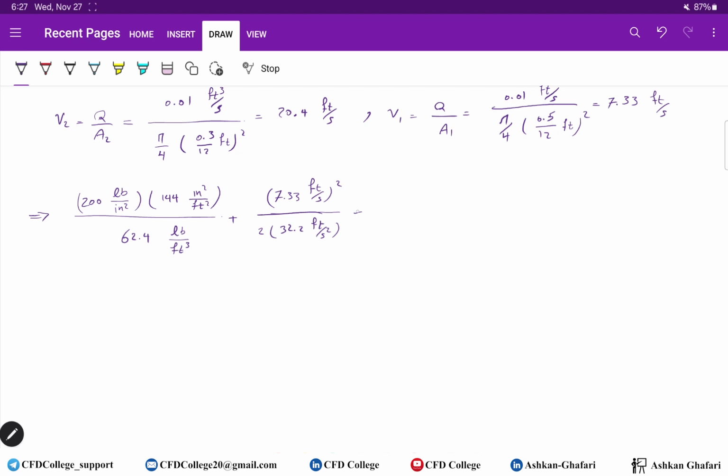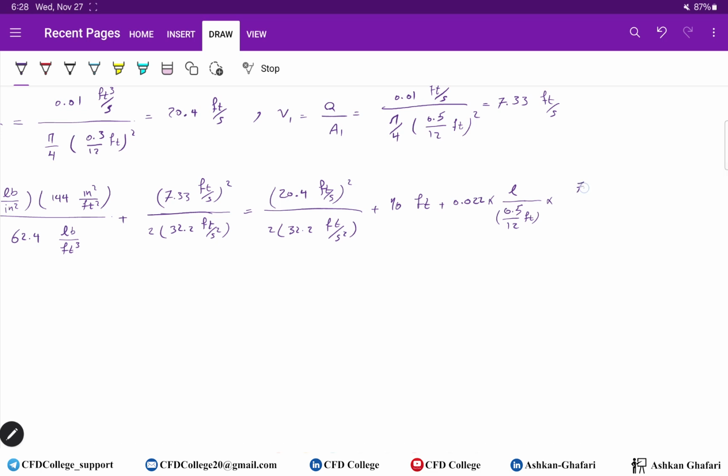plus Z1, which is 0, equals P2 over gamma, which is 0, plus V2 square, 20.4 feet per second squared, over 2 times 32.2 feet per second squared, plus Z2, 10 feet, plus F L, which we want to find, over diameter, 0.5 over 12 feet, times V2, V1, over 2 times 32.2 feet per second squared.